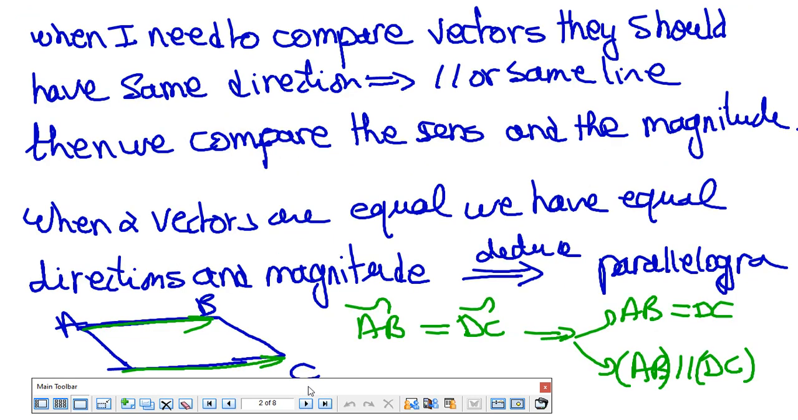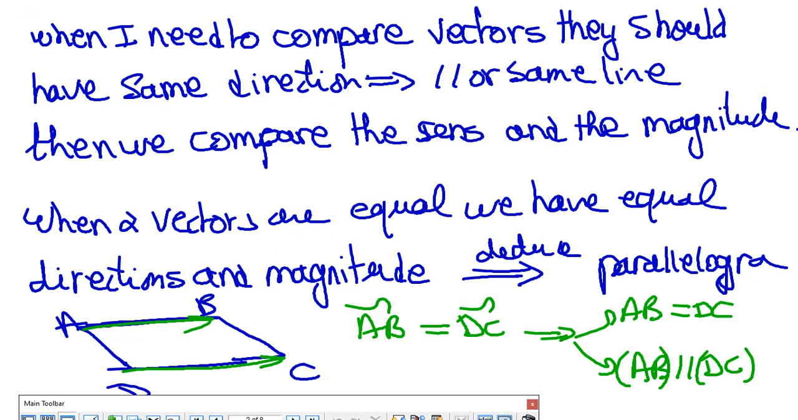So guys, when I need to compare any vectors, they should have first of all the same direction. If the vectors don't have the same direction, no need to continue. If one is going like this and the other going like this, no need to continue to compare, even if they have the same magnitude. It means they need to be parallel or lie on the same line. Then after we compare the direction, we're going to compare the sense, whether it's from left to right or right to left, and after that the magnitude.